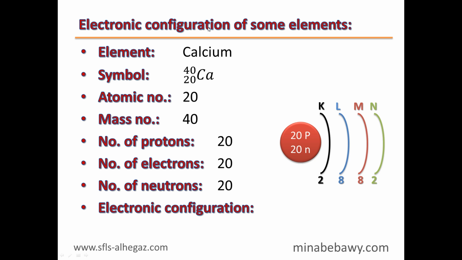The nucleus of calcium contains 20 protons and 20 neutrons. Calcium atom contains 20 electrons which are distributed in 4 energy levels. K contains 2 electrons, L contains 8 electrons, M contains 8 electrons, and finally N contains 2 electrons. So the electronic configuration for calcium is K2, L8, M8, and finally N contains 2 electrons.